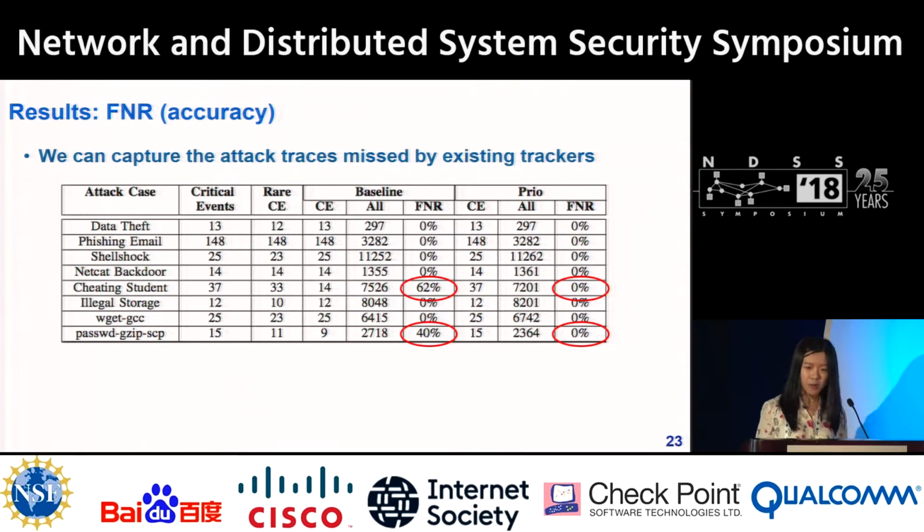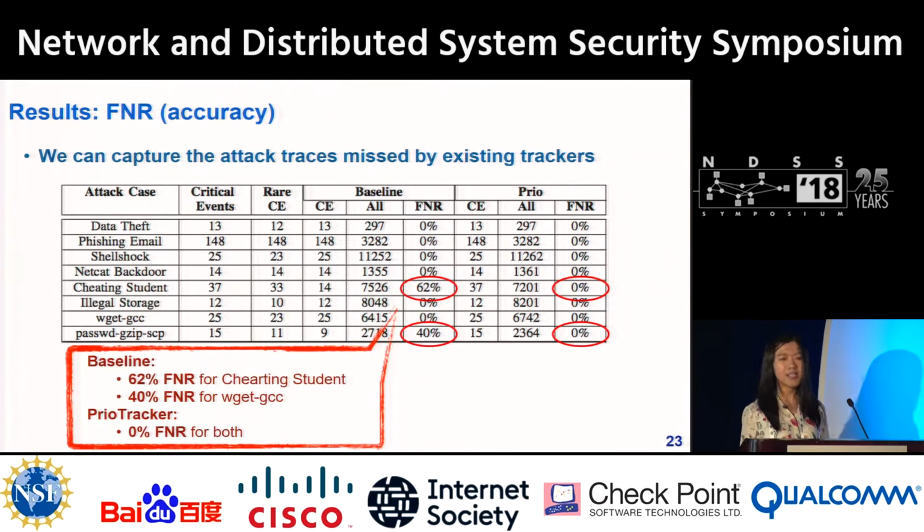We evaluate the performance of our PRIOTRACKER in terms of 2 metrics. First, of course, accuracy, by calculating the false negative rate. You can see from the table here that for 2 attack cases, the baseline approach misses 60% and 40% of attack traces, while our PRIOTRACKER is able to capture them all.